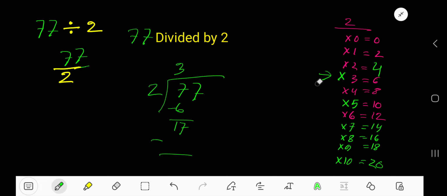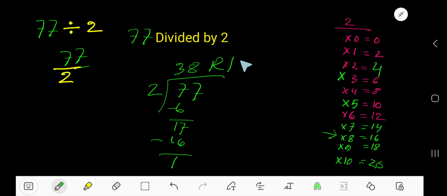2 goes into 17 how many times? Look, 7 times is 14, 8 times is 16, 9 times is 18. 18 is greater, so we have to stop here. 8. 8 times 2 is 16. If you subtract, you are getting 1. So the answer is 38, remainder 1.